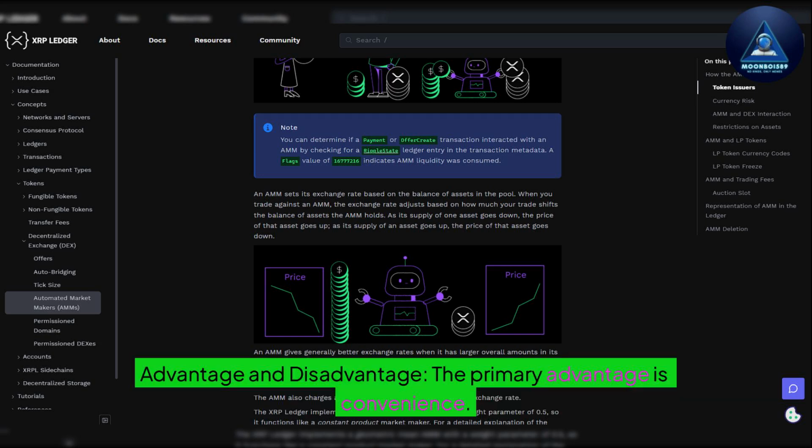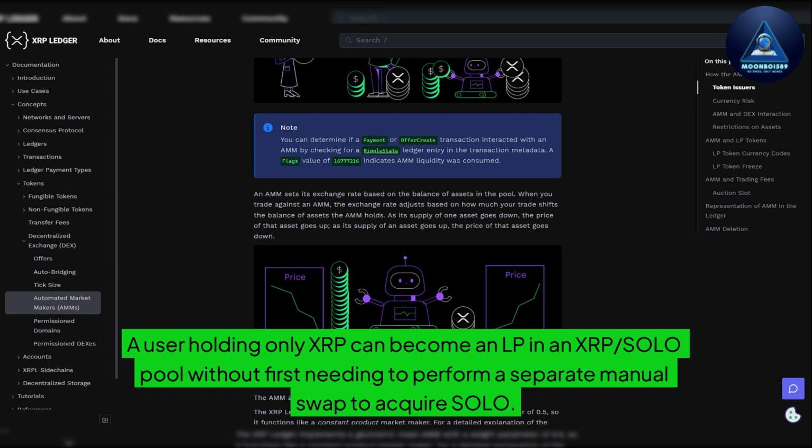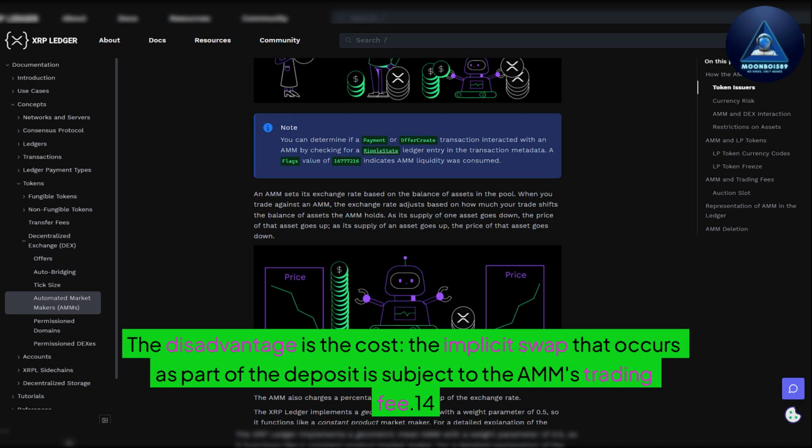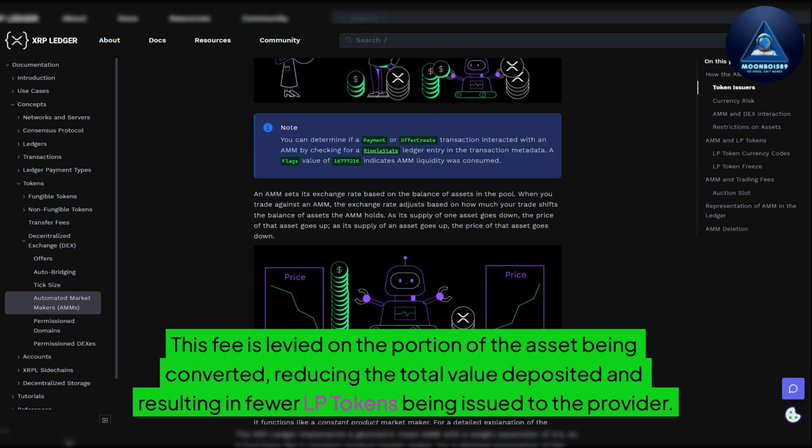Advantage and disadvantage. The primary advantage is convenience. A user holding only XRP can become an LP in an XRP Solo pool without first needing to perform a separate manual swap to acquire Solo. The disadvantage is the cost. The implicit swap that occurs as part of the deposit is subject to the AMM's trading fee. This fee is levied on the portion of the asset being converted, reducing the total value deposited and resulting in fewer LP tokens being issued to the provider.